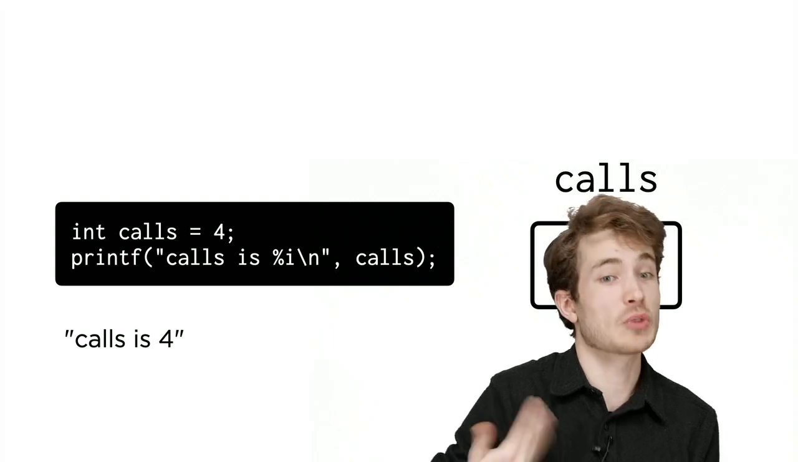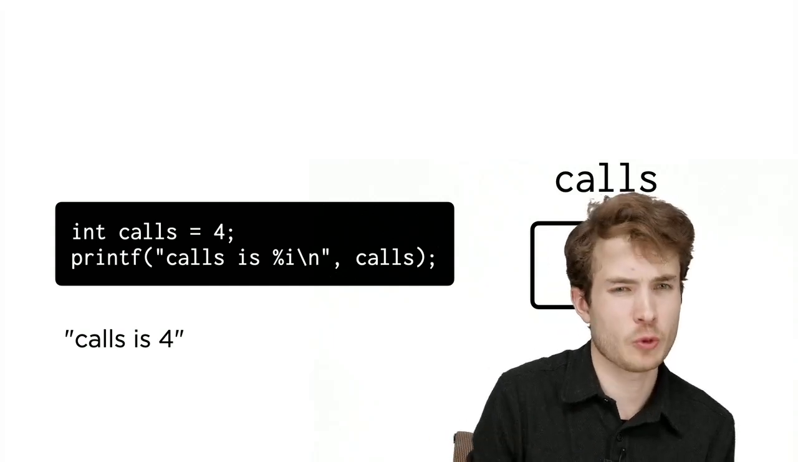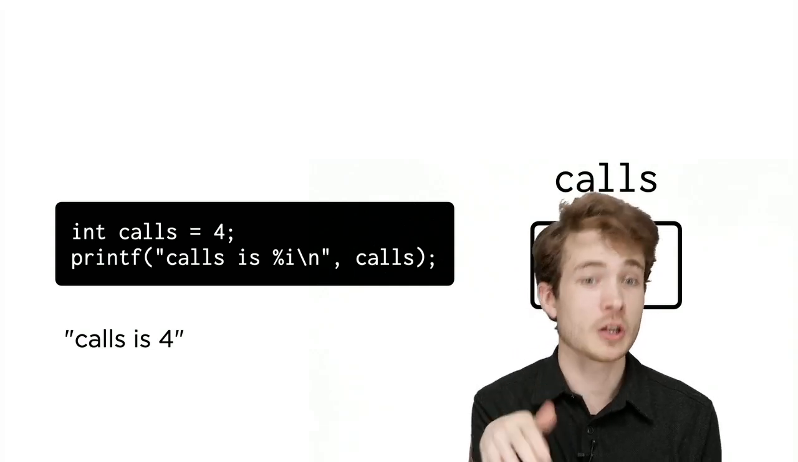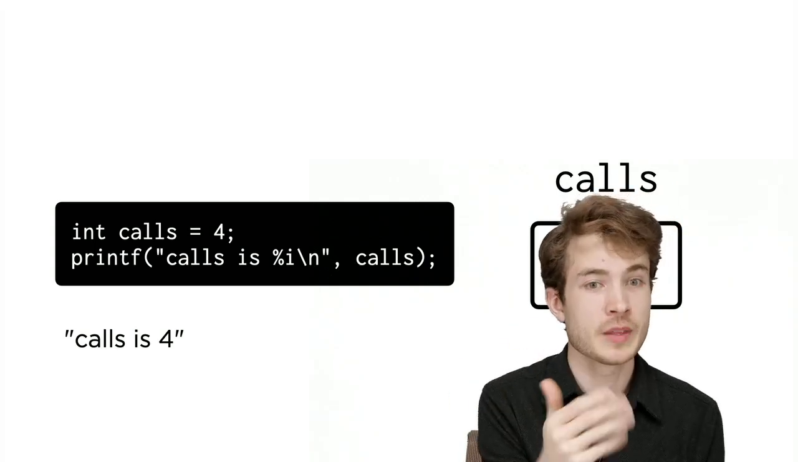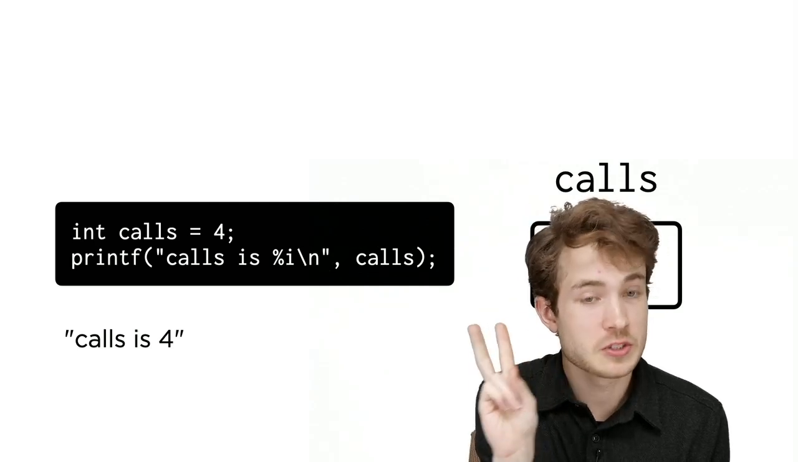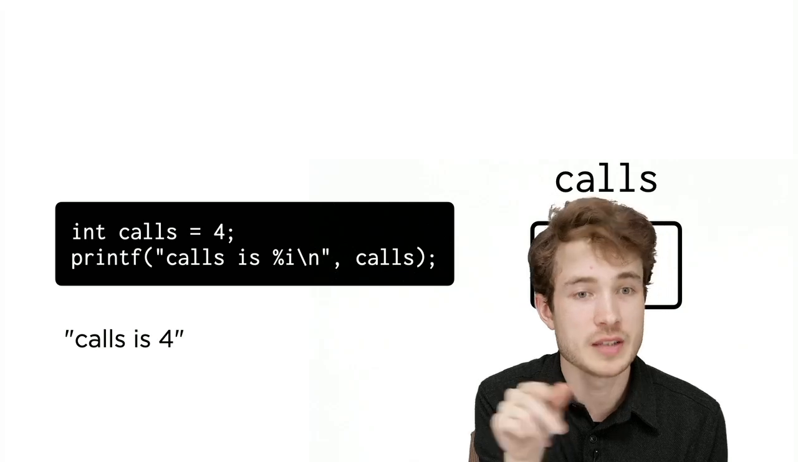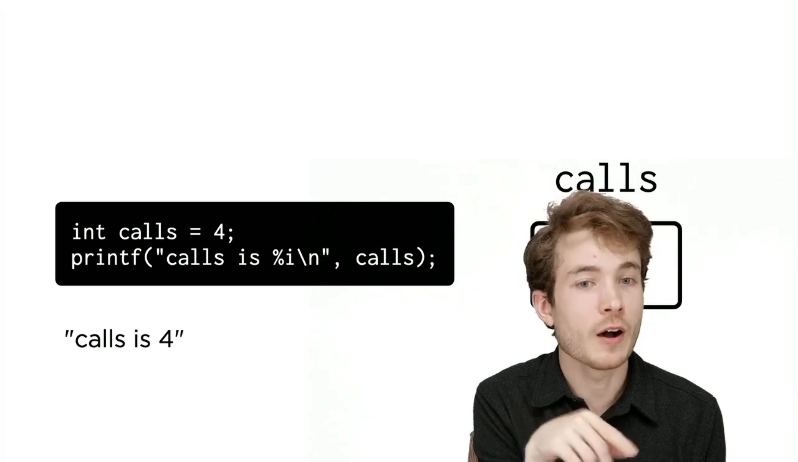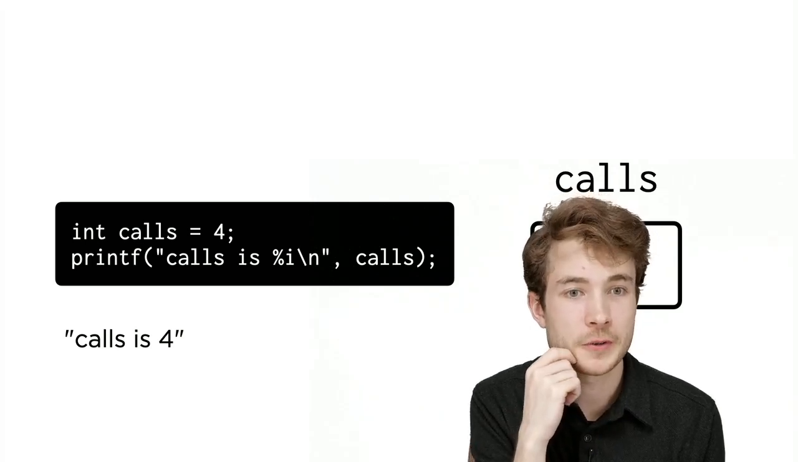And this is a special property of printf. You might be wondering, well, why is there an f at the end? Turns out that f stands for formatted. So I'm going to print something that will be formatted. And on the inside of this string, if you will, "calls is %i", I will replace that %i with the value of this variable called calls.